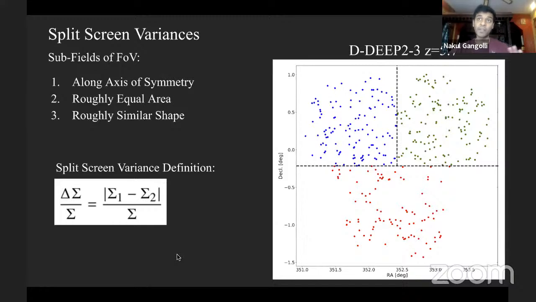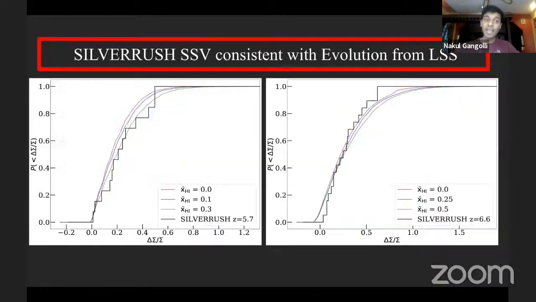While this is quite simple for our square fields, it is a little more difficult for the Silverrush fields, which are a little more irregular in shape. But there are ways to subdivide the field, like in Deep 2.3 that we do as an example here, where we cleverly find different axes of symmetry and split the fields in different ways. And at the end of the day, what we find is that the Silverrush split screen variance is actually consistent with evolution from large scale structure alone and doesn't necessarily need neutral gas to explain the variations.